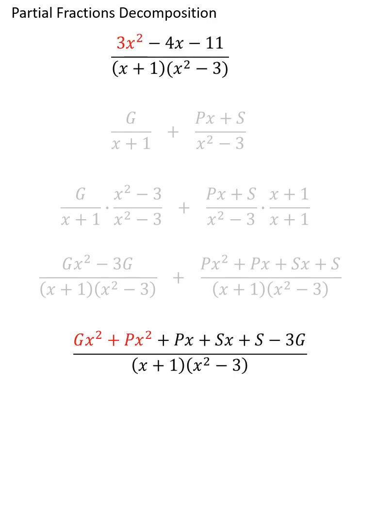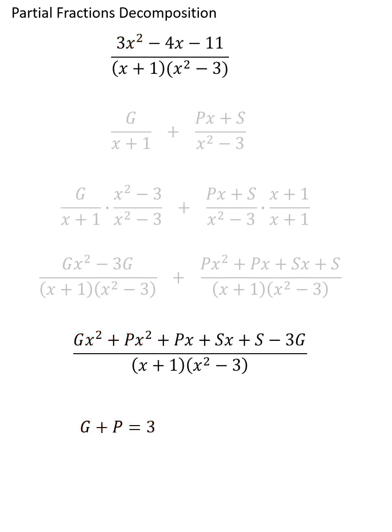And so I need these two terms in red at the bottom to combine to make 3x squared. The only way that can happen is if g plus p equals 3. That's my first of 3 equations that I'm going to use to solve for g, p, and s.